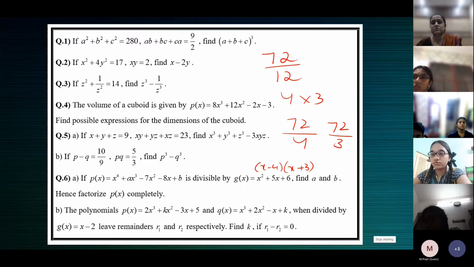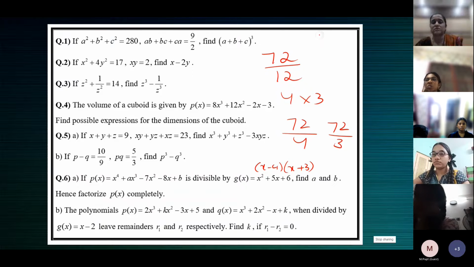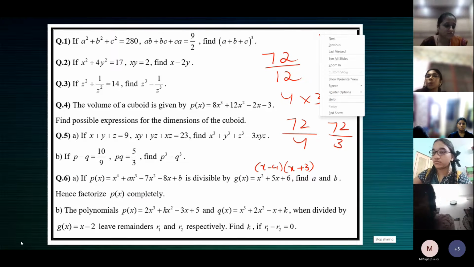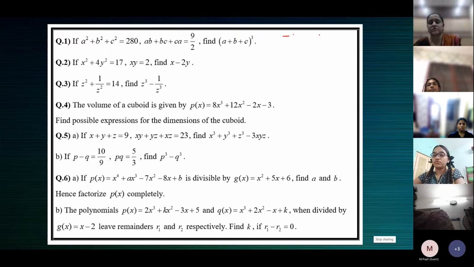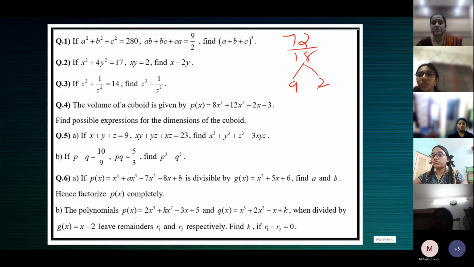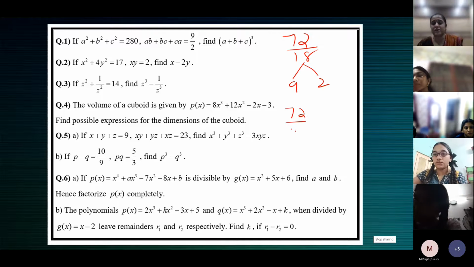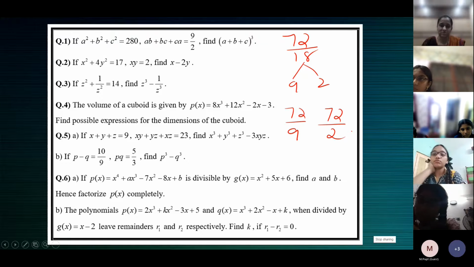Now, for example, 9 tables, what do we get? 9 2s are 18, let's say. So take 72 divided by 18, and 18 is 9 2s. So 72 is divisible by 18, and 9 2s are 18. That means 72 is divisible by 9 and 72 is divisible by 2. It is true, I'm saying. It is true.